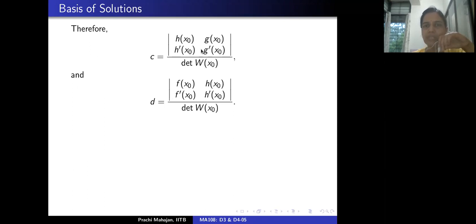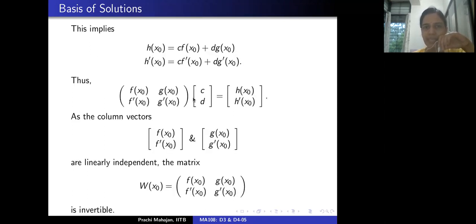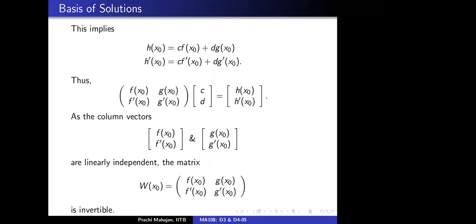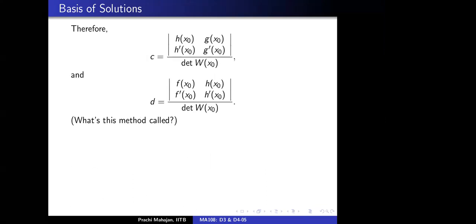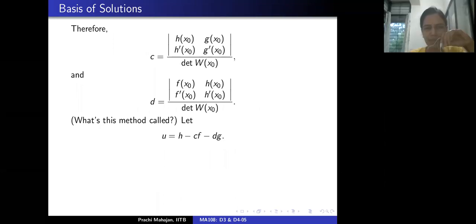So we have found some c and d. What do these c and d achieve? These c and d actually satisfy the first two equations on the top of this slide, correct? Is everybody with me up till this point? Yes, ma'am. Okay. All right. Let's see. So what is the name of this method?